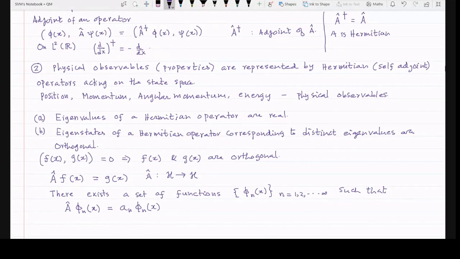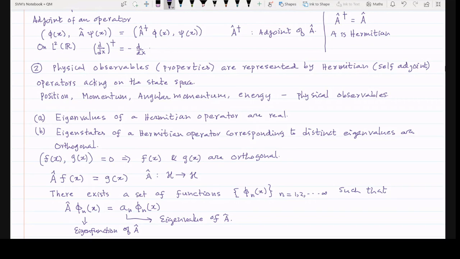Now, if this is the situation, then we say this phi n of x is an eigenfunction of A, and this a n is the eigenvalue. So there will be certain functions like this which are eigenfunctions of this operator with corresponding eigenvalues.